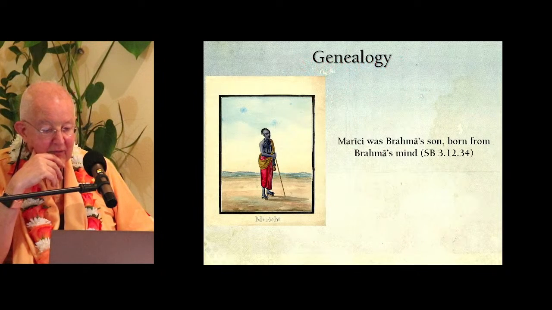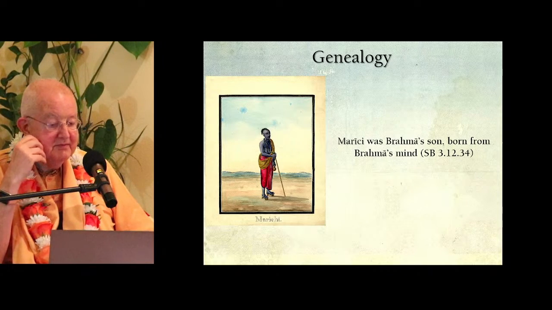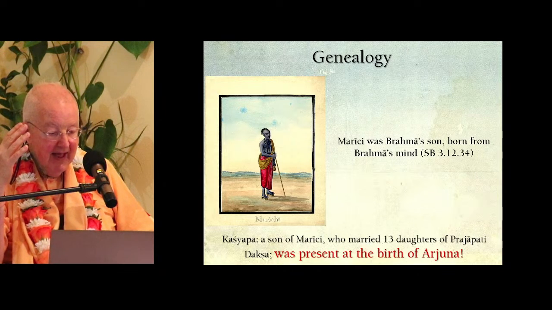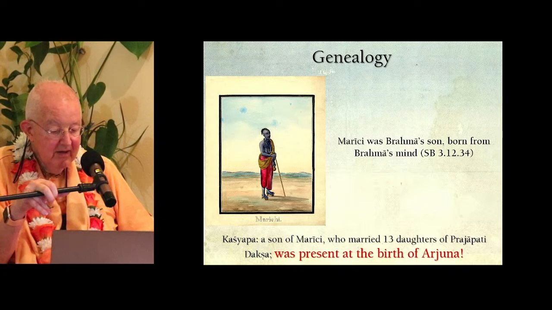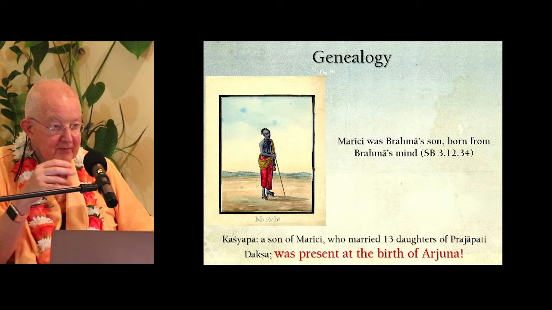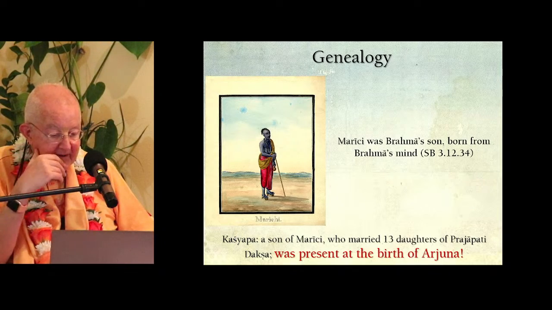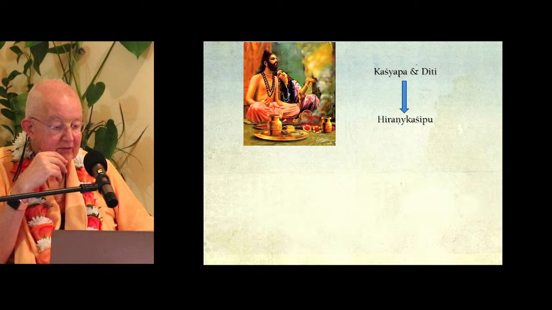So, one of Brahma's direct sons was Marichi. Marichi was born, according to the Bhagavatam, from the mind of Brahma. And Marichi had a son. One of the sons was Kashyapa. And Kashyapa was given 13 of the daughters of Prajapati Daksha to be married to. So he's a Brahmana. Kashyapa Muni is a Brahmana. His father is a Brahmana. His father is Lord Brahma. And it's described that Kashyapa was present at the birth of Arjuna. So one of those 13 wives was Diti, and the combination gave birth to Hiranyakashipu.